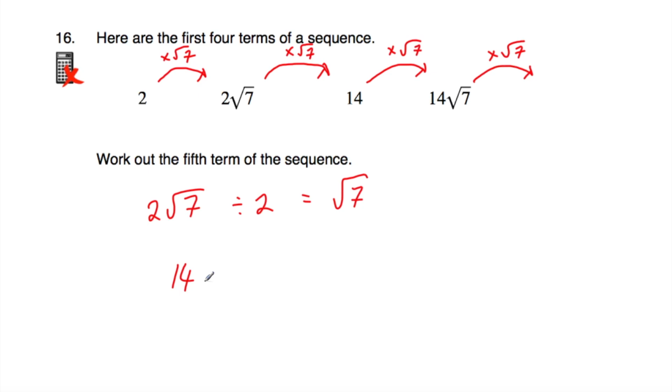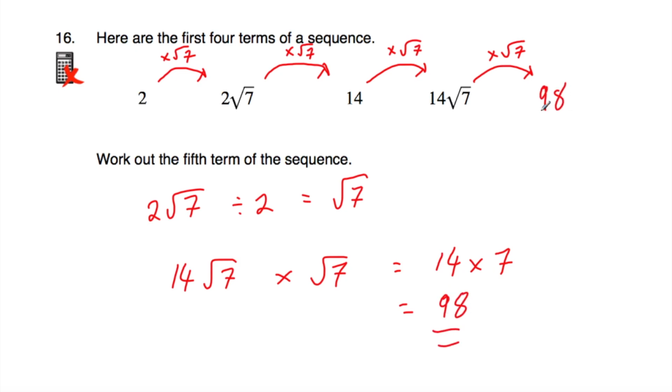So we need to do 14 root 7 multiplied by root 7, and then that'll give us our answer. So let's work this out. Root 7 times root 7 is 7, so that means you would have 14 times 7. 10 times 7 is equal to 70, and 4 times 7 is 28, so that'll be 98. So the next term in the sequence, the fifth term, is 98.